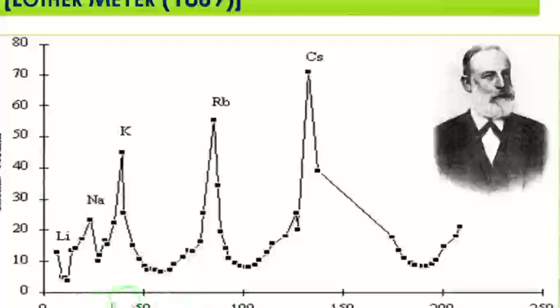You can see that at the peaks of this curve, we have lithium, sodium, potassium, rubidium, and cesium, which are elements with similar chemical properties. But the number of elements between them, you can see we have 1 2 3 4 5 6 7 8, which is similar to the former classification system, which grouped in 8. Then we have 1 2 3 4 5 6 7.